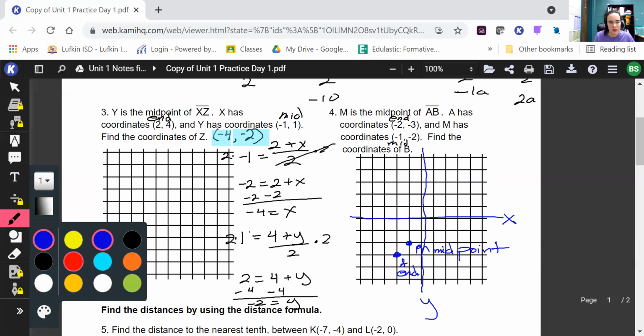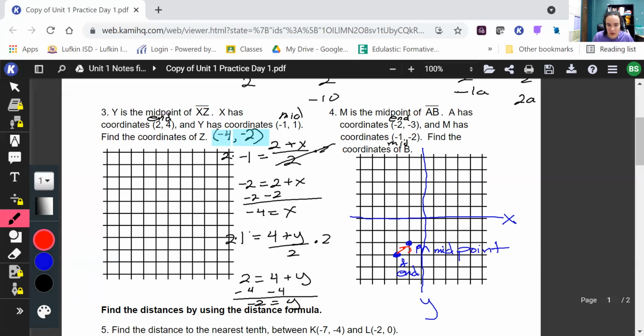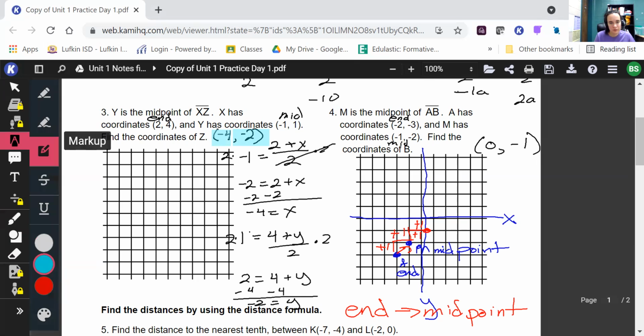So that means we are going from our endpoint to our midpoint every time, from end to the midpoint. Doesn't matter which direction you're going. So this one, we're going up 5 and right 1. So we're going to do that same thing, up 5, right 1. Where we land is our point, and that point is at (0, 7). So our other endpoint is (0, 7).